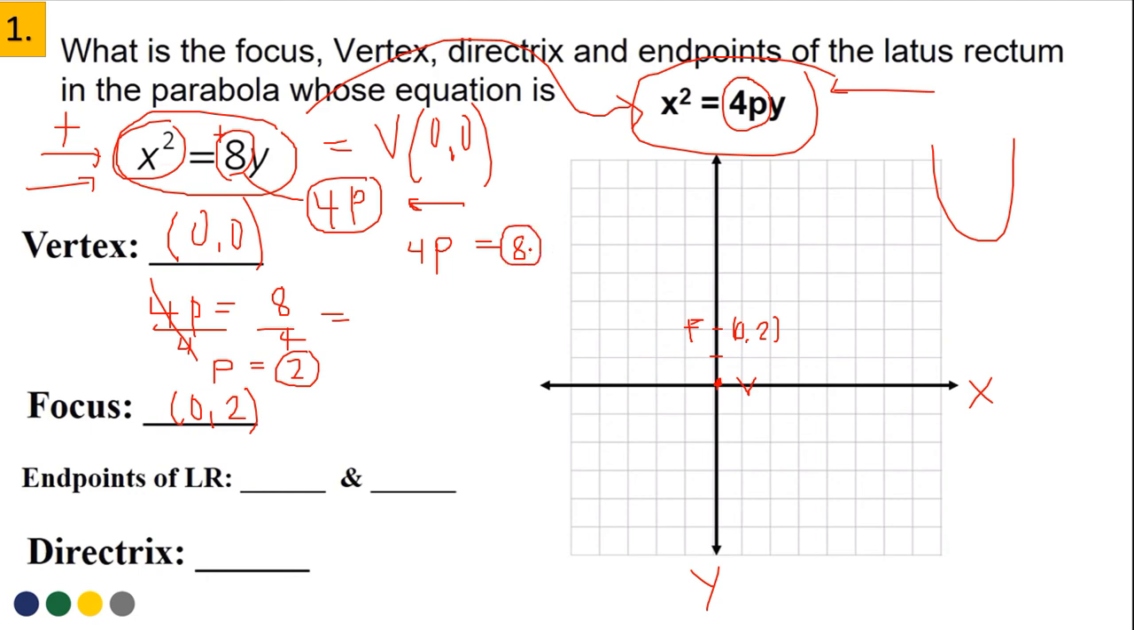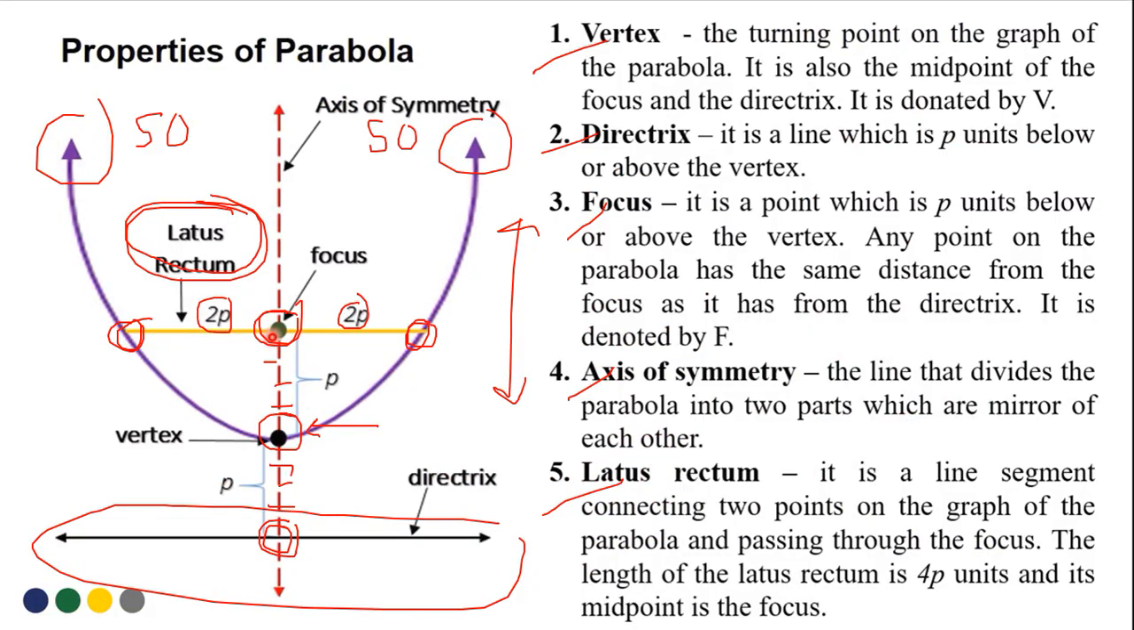Para makuha mo yung LR natin, divide mo to sa 2. Pwede mo siyang i-divide sa 2 or yung 4P na mismo. Yung 4P, 4 times 2 is equal to 8. Yan. So, 8 yan. Ibig sabihin, hatiin natin sa dalawa yan. Ang endpoints ito, dalawa yon. Kung pabalikan natin yung drawing, yan yung latus rectum na tinatawag. Kung titignan nyo to, 2P lang ang nakalagay.